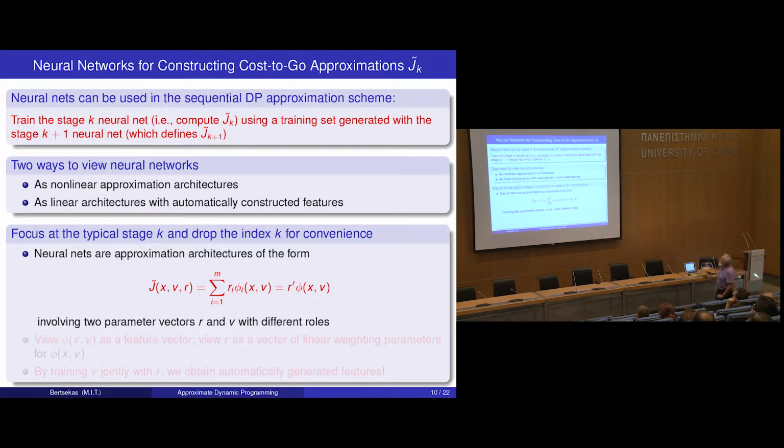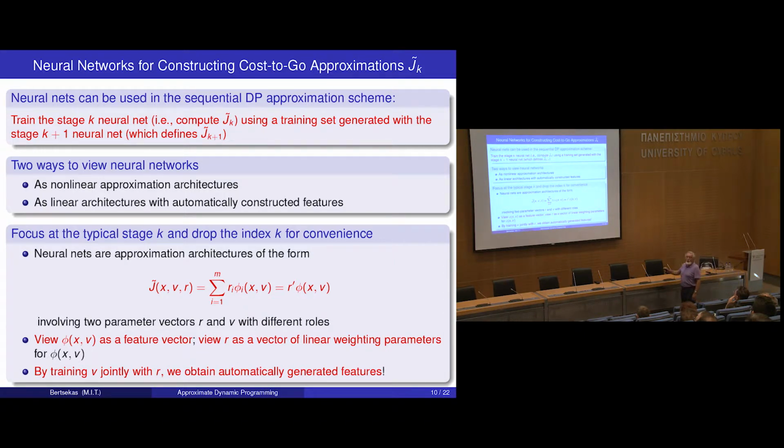And they look like this. Let's focus on the typical stage k and drop the index k for convenience, just to simplify the expressions. So this is a neural network at the typical stage, and it has a form which is linear in a set of parameters which we call r, and it involves features, but the features themselves involve a parameter vector v, okay? So there are two parameter vectors here, r, the linear parameters, v, the nonlinear parameters, and they have different roles. The v's define a feature vector, and the r's are the linear weighting parameters that weigh the features. And by training v and r jointly, we obtain automatically generated features.